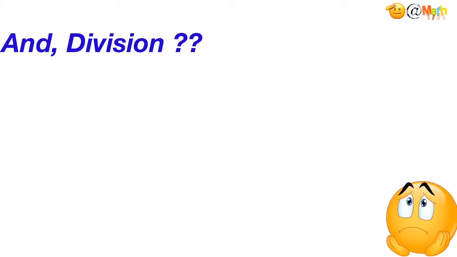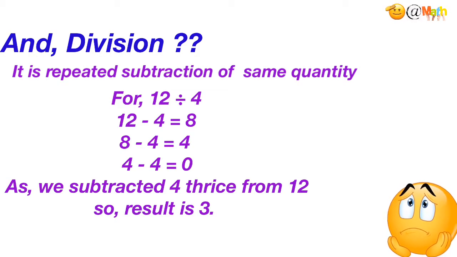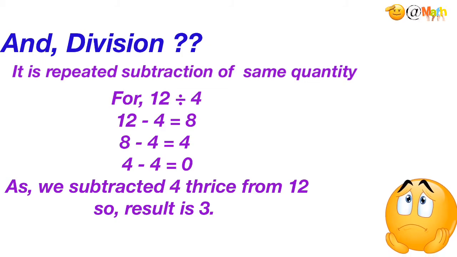And what about division? It is repeated subtraction of the same quantity. For 12 divided by 4, we first take out 4 from 12, which results in 8. Again, 4 taken out from 8 results in 4. Again, 4 taken out from 4 results in 0. As we subtracted 4 thrice, the result is 3.